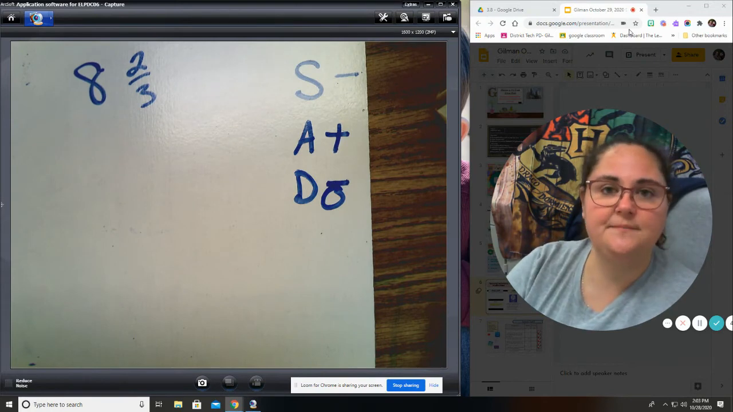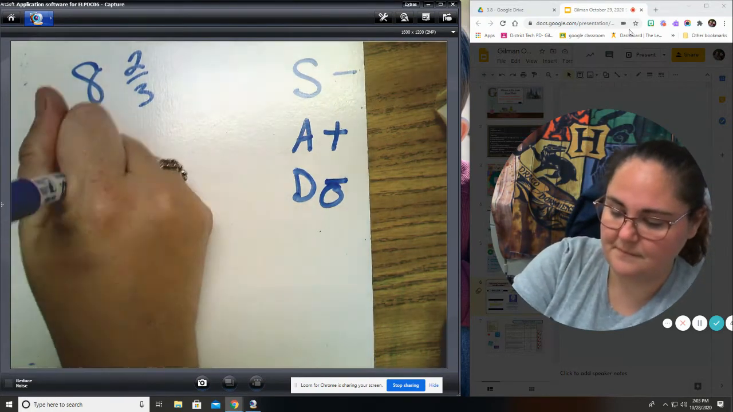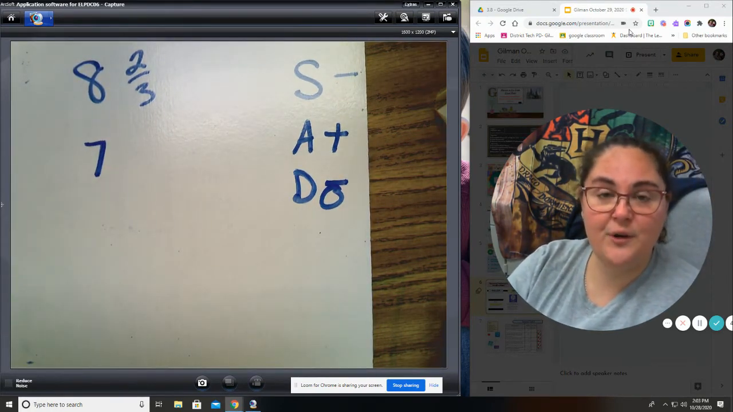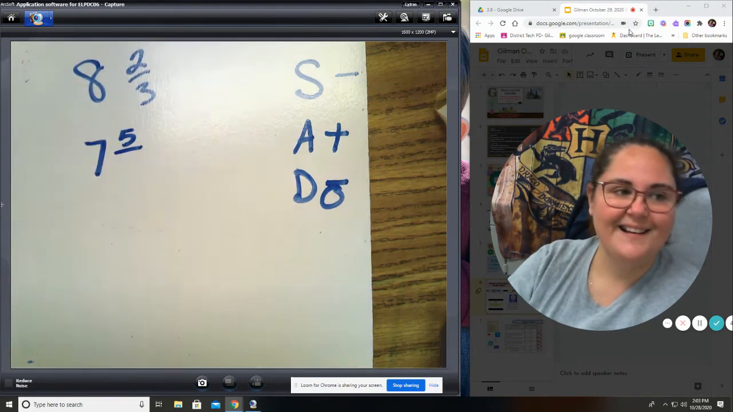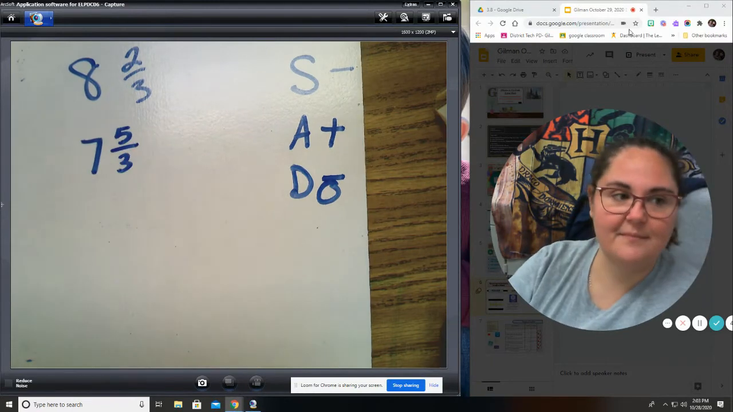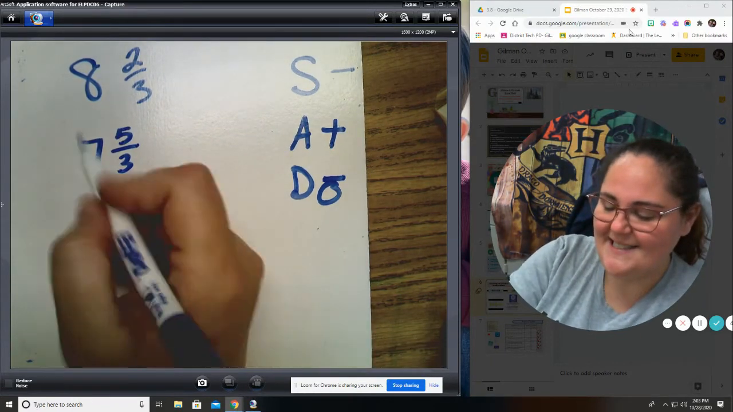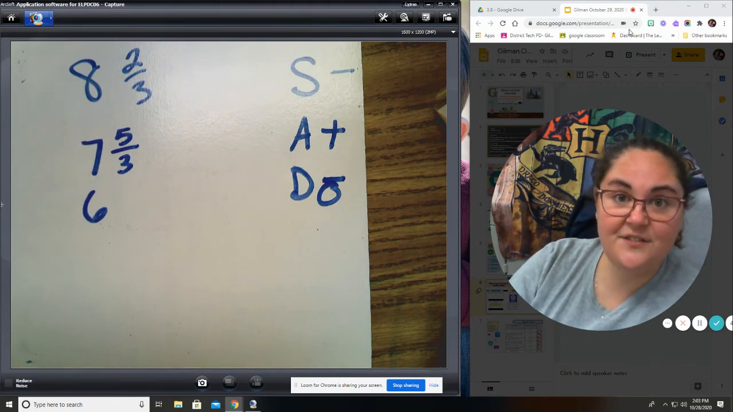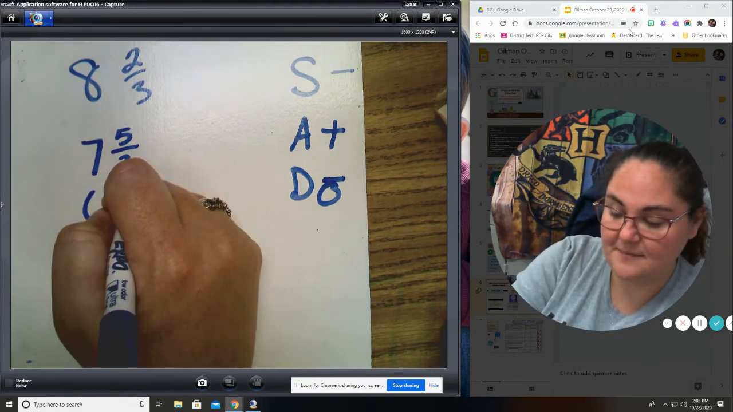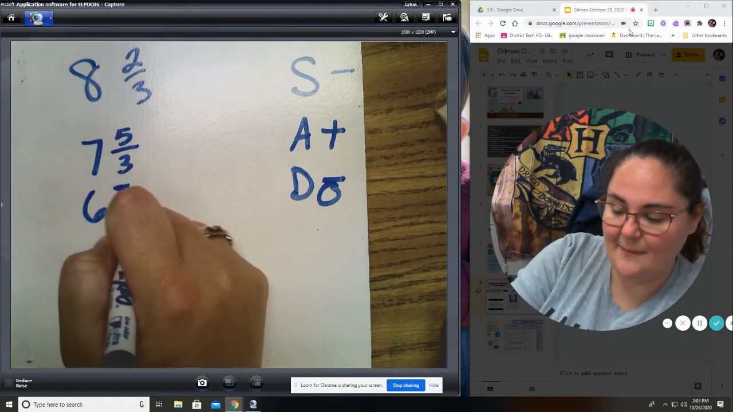What's 8 minus 1? Add your numerator and denominator. 2 plus 3. And your denominator stays the same. Keep going. 7 minus 1 is? 5 plus 3 is? Denominator stays the same.